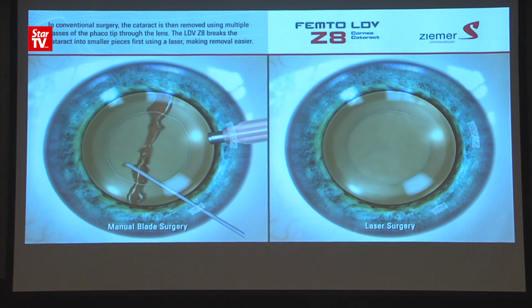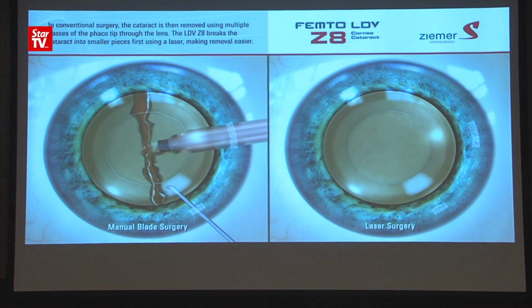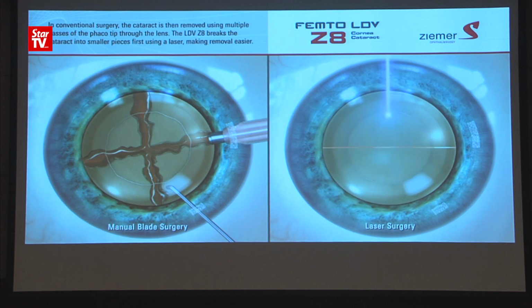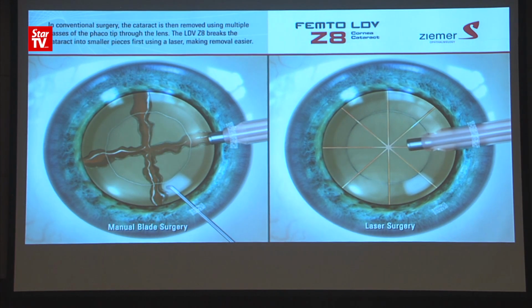Finally, the cataract is removed using a procedure called phacoemulsification. In traditional surgery, the cataract is removed using multiple passes of the phaco tip through the lens. The Zimmer Z8 uses laser light to pre-fragment the cataract into small segments, making it easier to remove from the eye with less movement of the phaco tip. This could potentially diminish the possibility of the phaco tip damaging surrounding tissue.